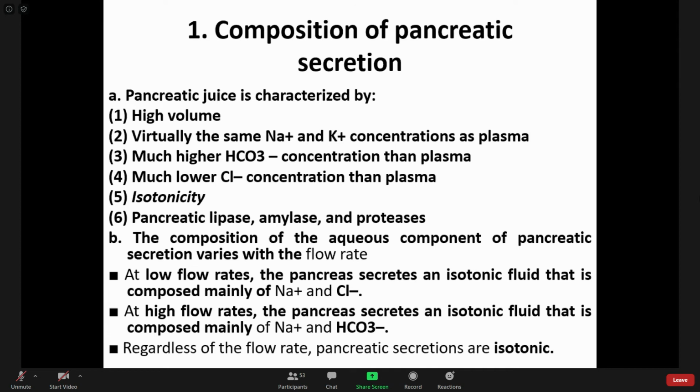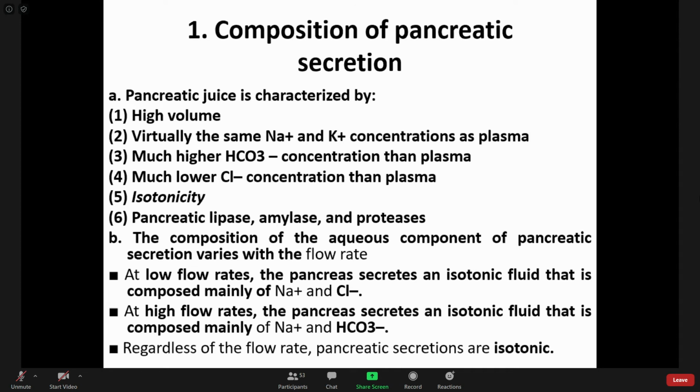And the pancreatic secretion has an alkaline pH. It is important for your MCQs also. The highly alkaline pH is present in salivary secretion, pancreatic secretion, gallbladder secretion, and gastric secretion. So you have to put a tick on the pancreatic secretion. It is highly alkaline.